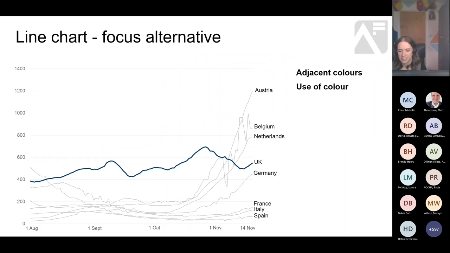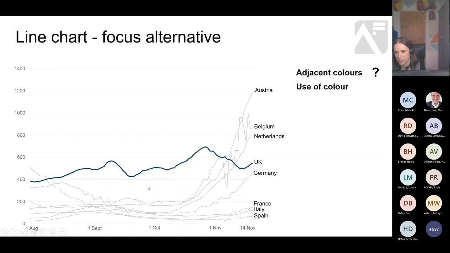Focus charts, again, this is a tricky one to wonder about. So adjacent colours, as with the bar chart one, this is fine. The UK line is fine. So if you think, okay, that's the essential thing to communicate, that's the UK line. You haven't got to worry so much about this grey not having enough contrast with the background. But technically, if you were very strict on accessibility, you'd say this is failing because the grey doesn't have enough colour contrast with the white.